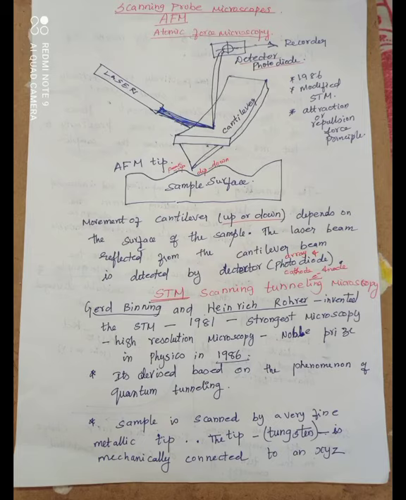Good evening. Today let us discuss scanning probe microscopes. Scanning probe microscopes are classified into two types. One is atomic force microscopy, AFM, and the other is the scanning tunneling microscope, which is called STM.